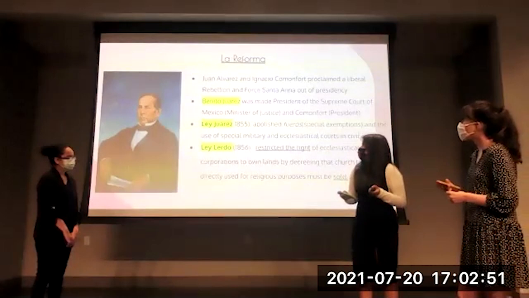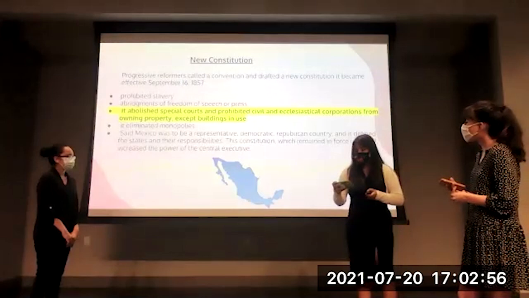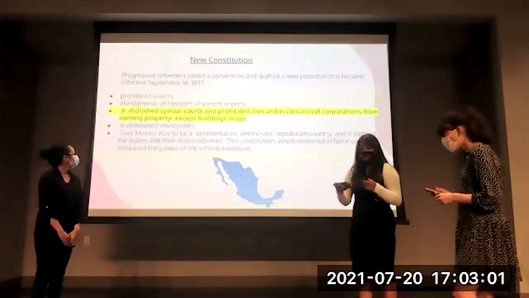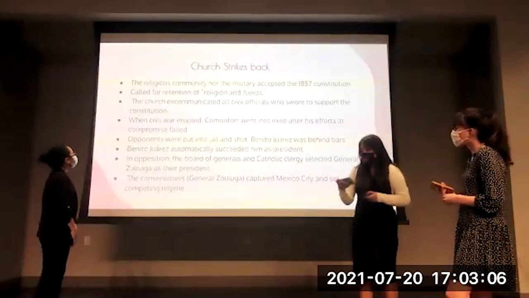The Constitution of 1857 brought a lot of controversy, especially from the abolishment of the fueros. The church did not like this, so they pushed back. They called attention to the religion and fueros.